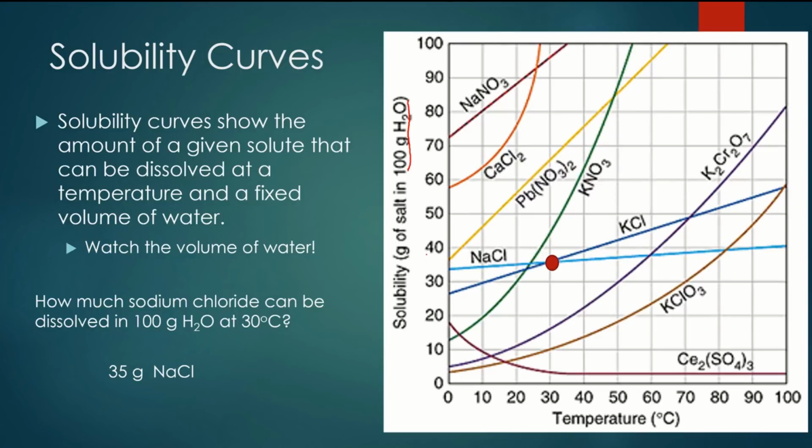We know the tens spot, so that means we're always supposed to guess. That shows the accuracy of our instrumentation. We're always supposed to guess one more. We're guessing the ones spot. So 35 grams, appropriate significant digits.